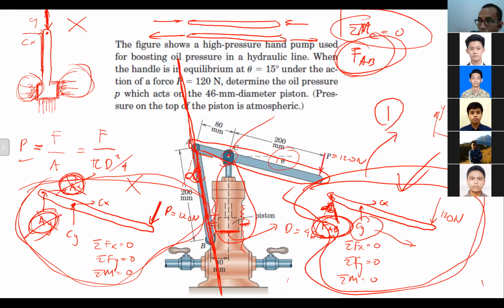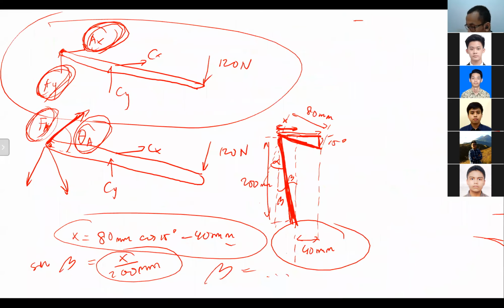May I see the next slide again, sir? This one. Wait. Sir, what are you trying to do with alpha? Actually, it's just the same as beta. By finding alpha, you can calculate for the moment as well.